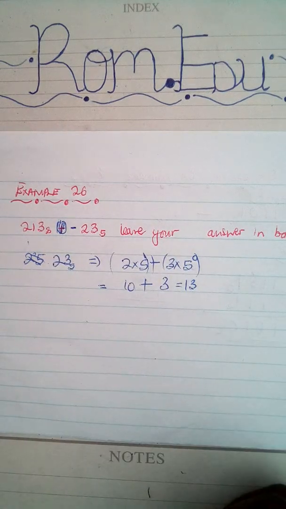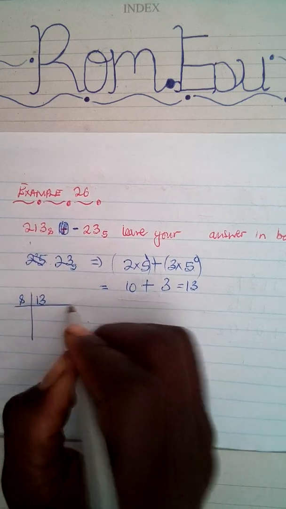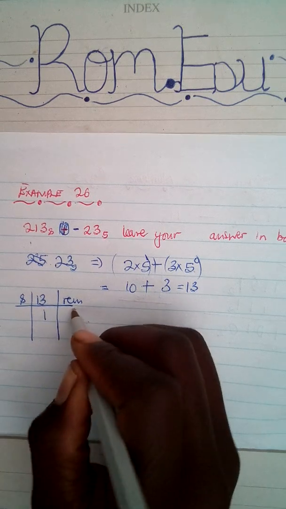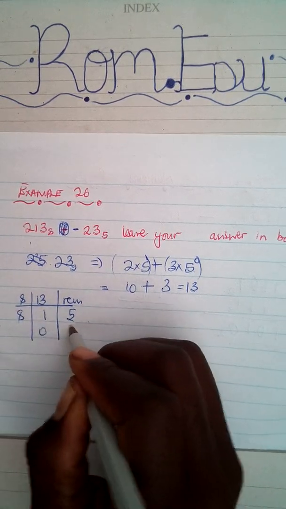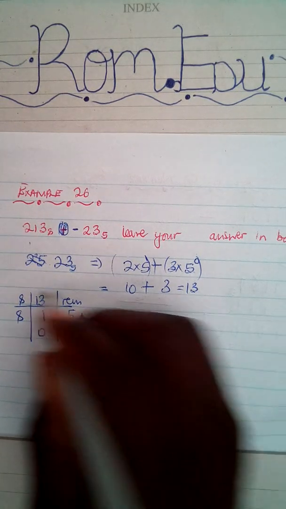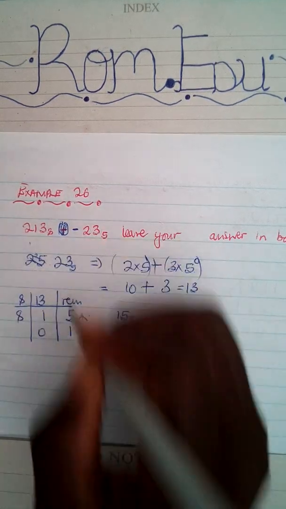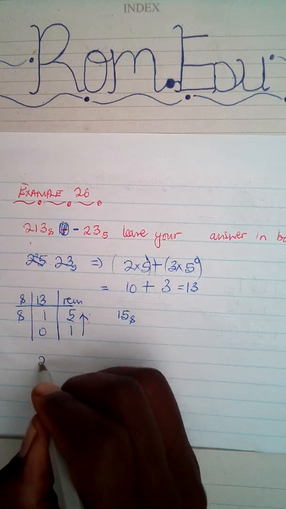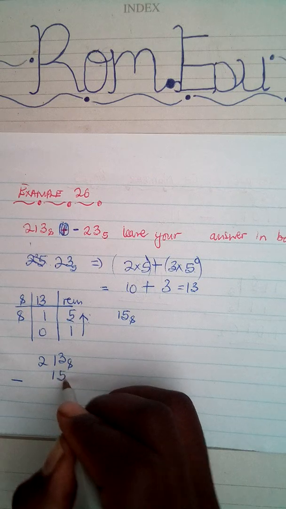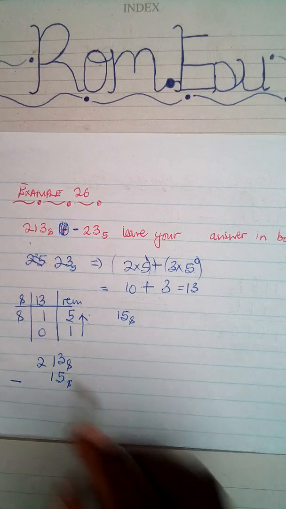Then you put it to base 8, right? So 13 to base 8, we write our table, right? So 8 into 13, there's 1, remainder 5. 8 into 1, there's 0, remainder 1. Write it from bottom to top, right? So it's going to be 15 base 8. So now it's going to be 213 in base 8 being subtracted, so we're going to subtract 15 base 8 from 213 base 8, right?